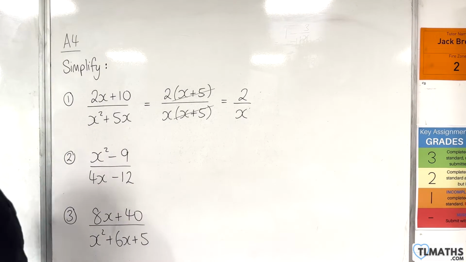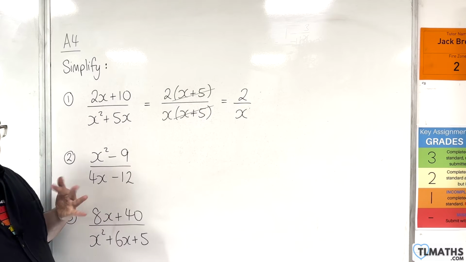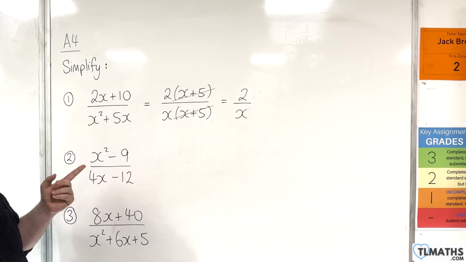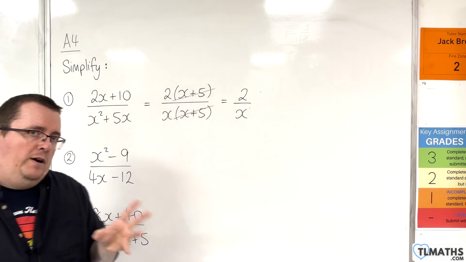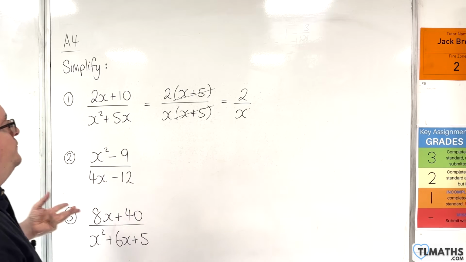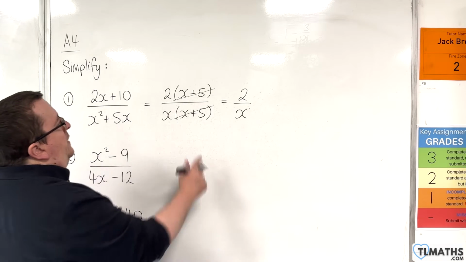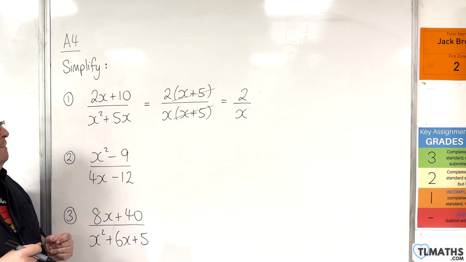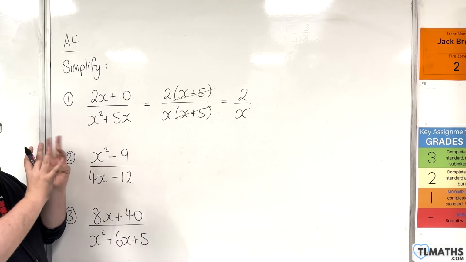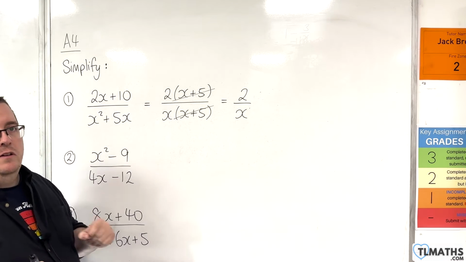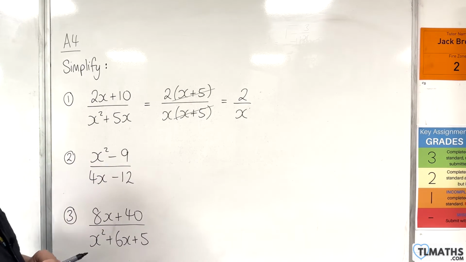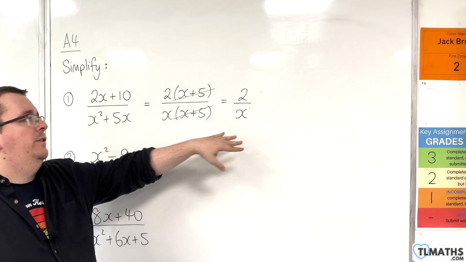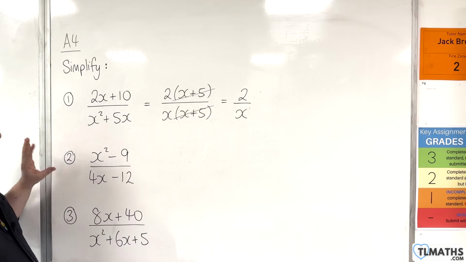Okay, now there are added restrictions in here because this is assuming that x is not equal to minus 5. Because if it was, then our denominator here would be 0 and there would be a problem. Okay, so there are little bits behind the scenes that we don't really need to worry too much about. But it's really about making sure that you can simplify that down to 2 over x. Okay, so let's look at number 2.